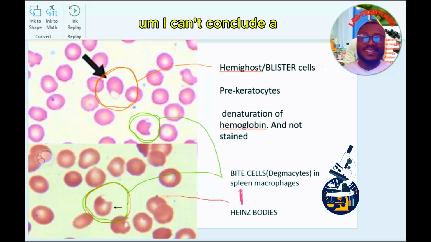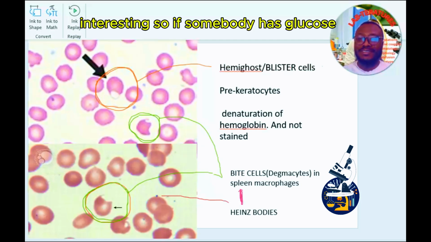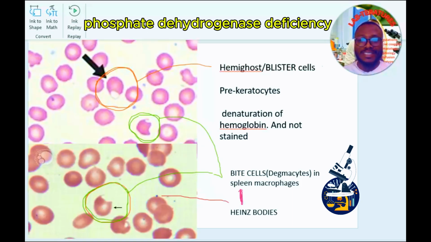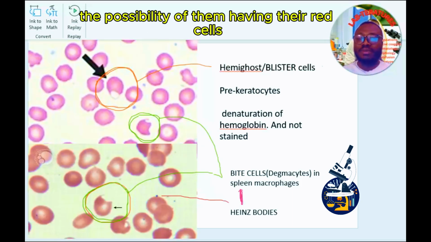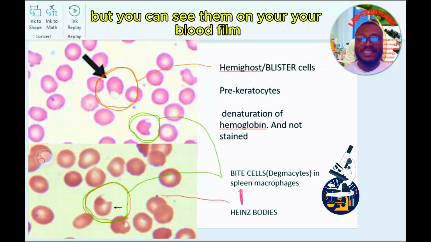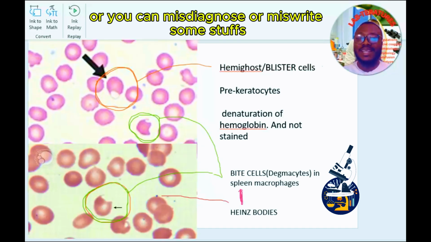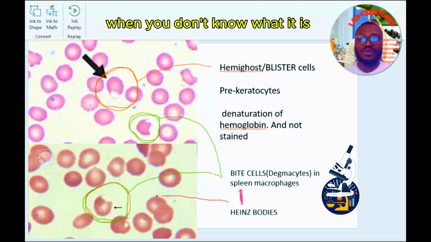Fast forward to our last slide. I can't conclude a discussion on G6PD without introducing you to something very interesting. If somebody has glucose-6-phosphate dehydrogenase deficiency, the possibility of them having their red cells looking this way is very high. You can see them on your blood film, and you can skip them when you don't know them, or you can misdiagnose or miswrite some stuff when you don't know what it is.